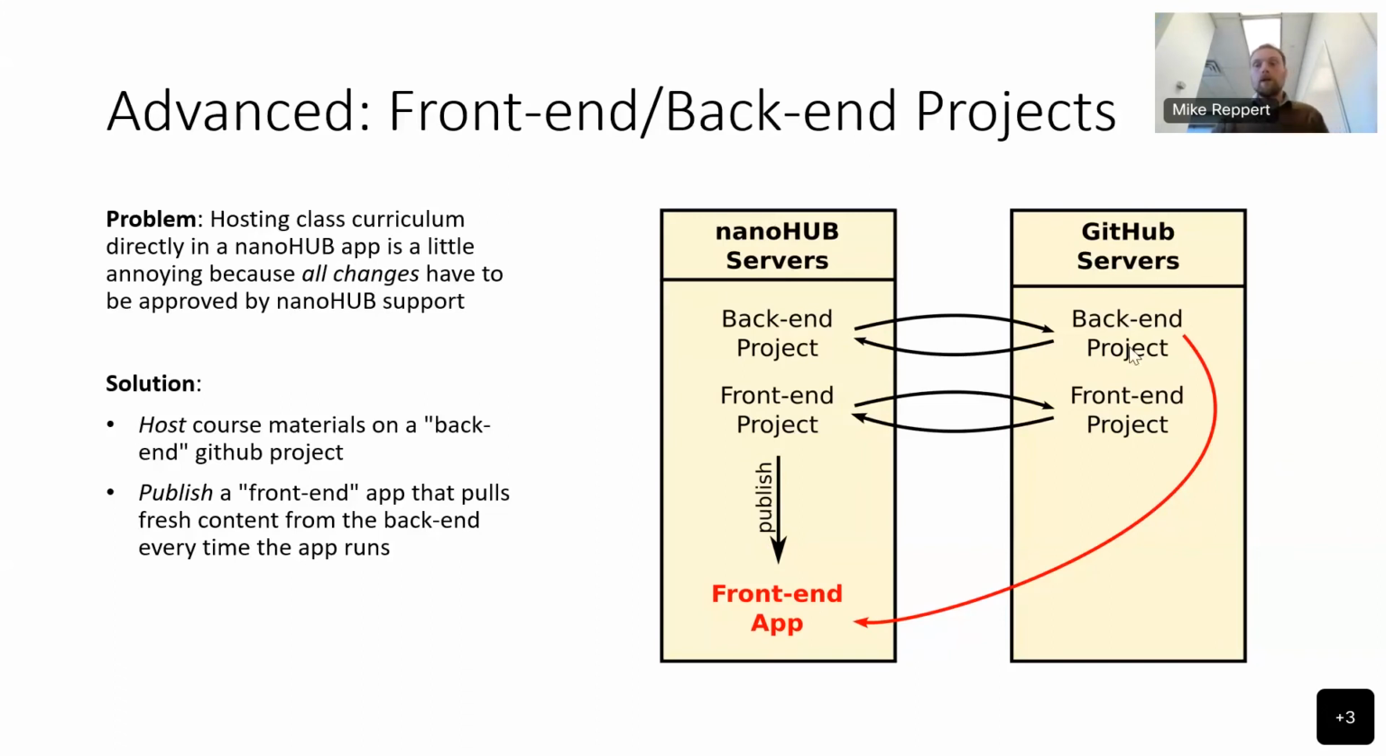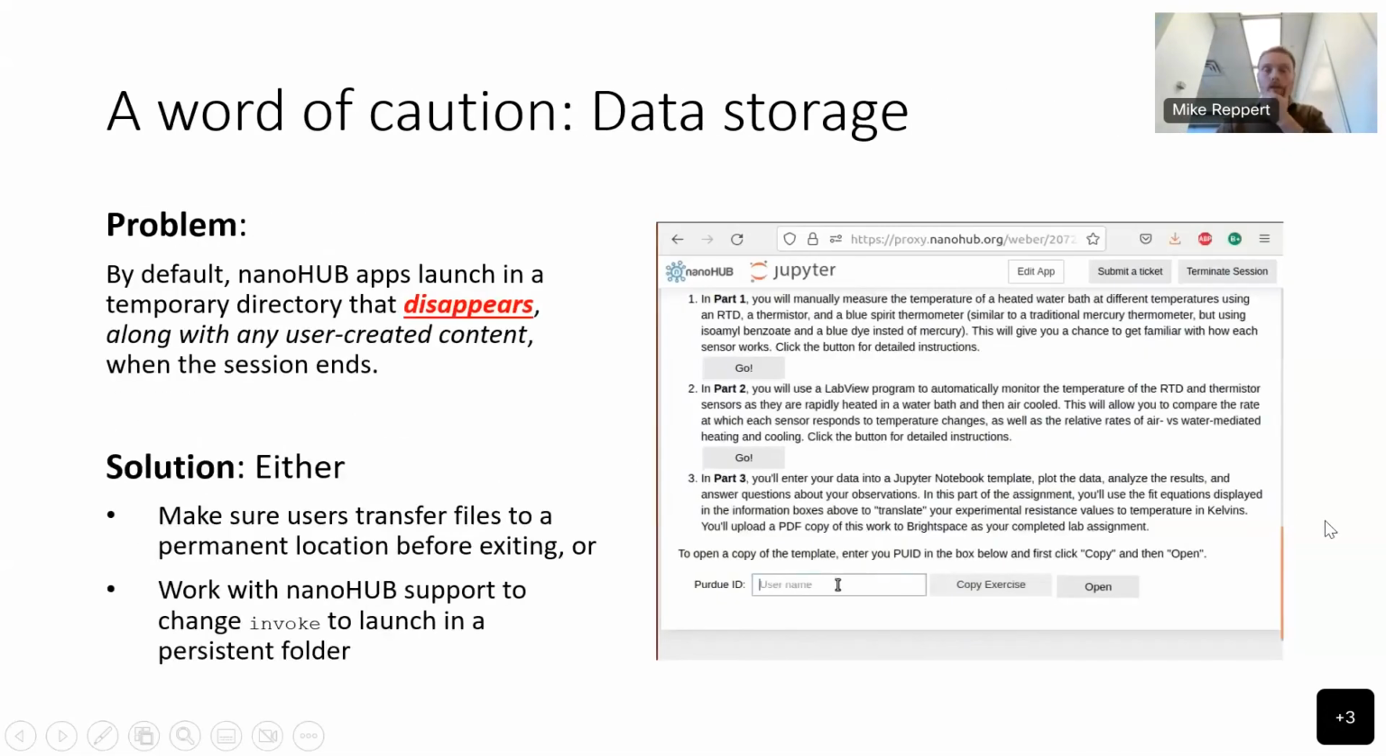And so because all of the content is hosted in this GitHub project that doesn't go through the review process from nanoHUB, you can make changes to things like lecture notes without having to republish the entire project every time. So it's a workaround to the difficulty of having to republish every time you want to make a change to your notes or something like that. Okay, so that's a relatively simple solution that works pretty okay.